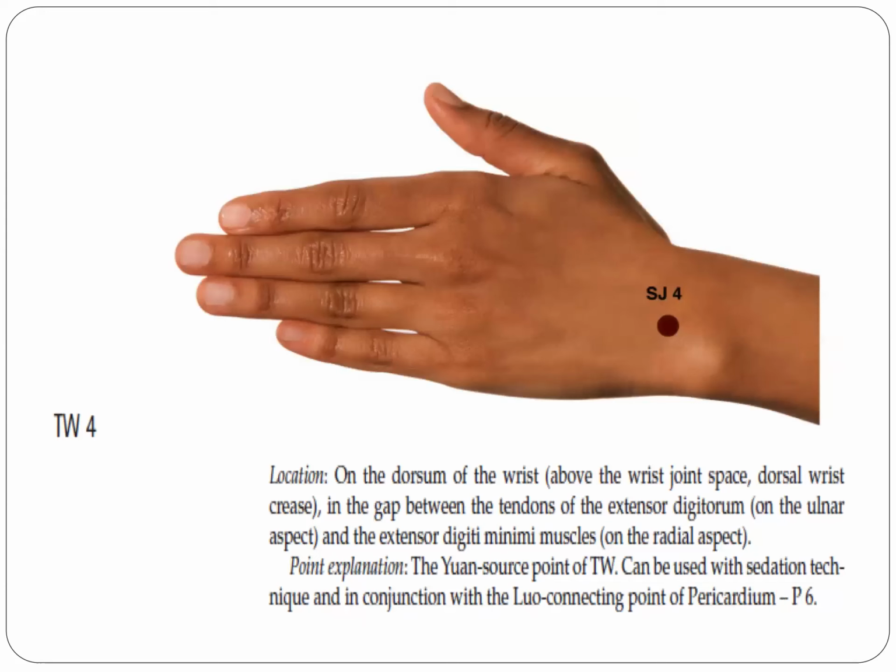It is located on the dorsum of the wrist, above the wrist joint space, dorsal wrist crease, in the gap between the tendons of the extensor digitorum on the ulnar aspect and the extensor digiti minimi muscles on the radial aspect. This point is the Yuan source point of the triple warmer.